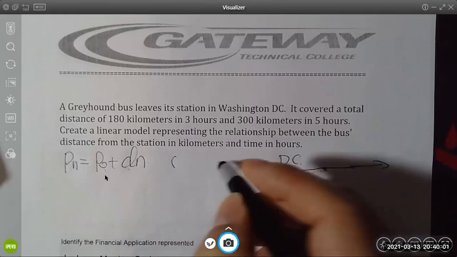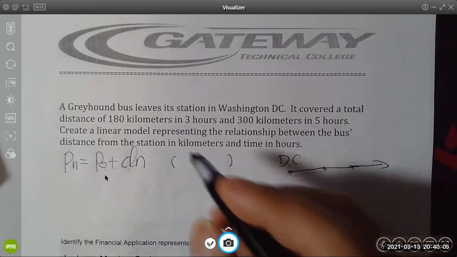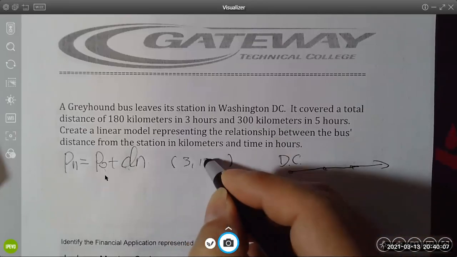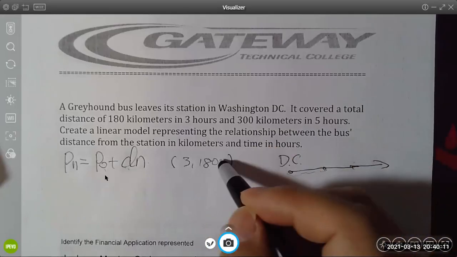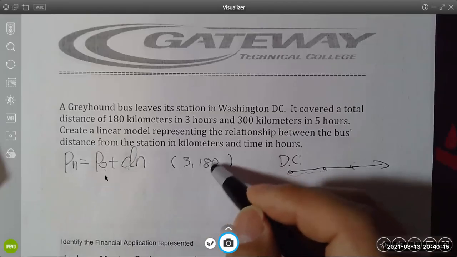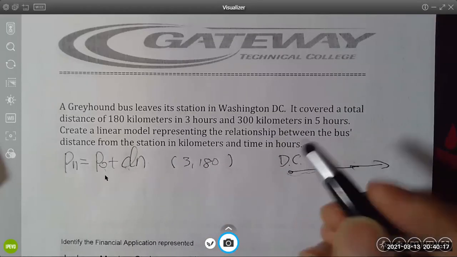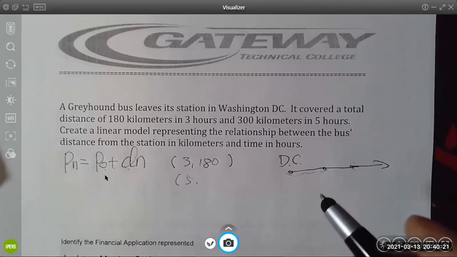When you write the 2 points, make sure you write them as input-output pairs, input always first. So 3 hours, 180 kilometers, because how far you can travel depends on how many hours you drive. So distance is output, time is input. Now 5 hours, and that is 300.